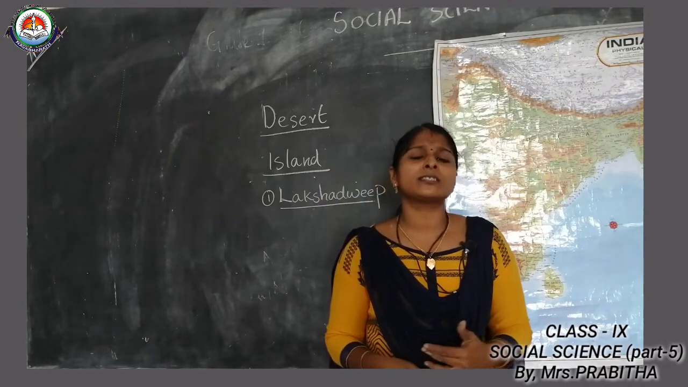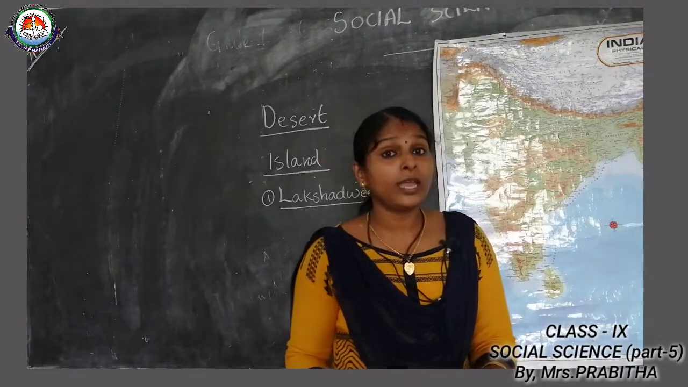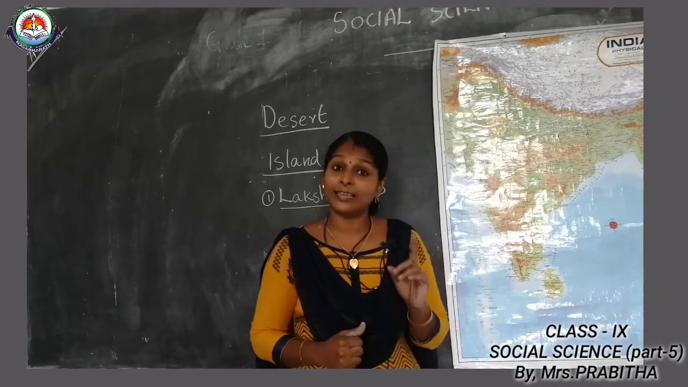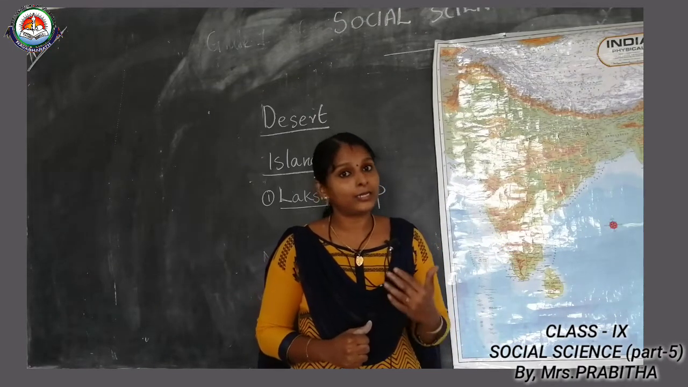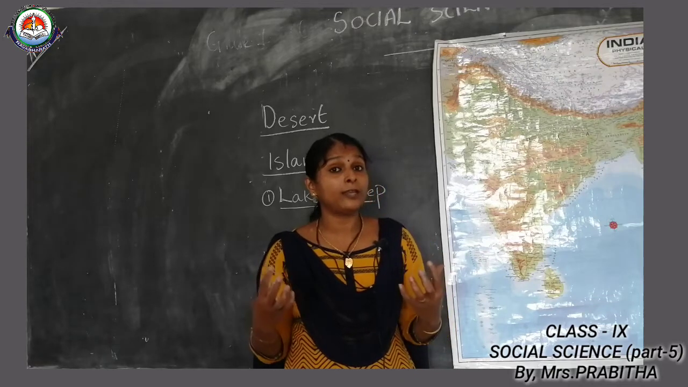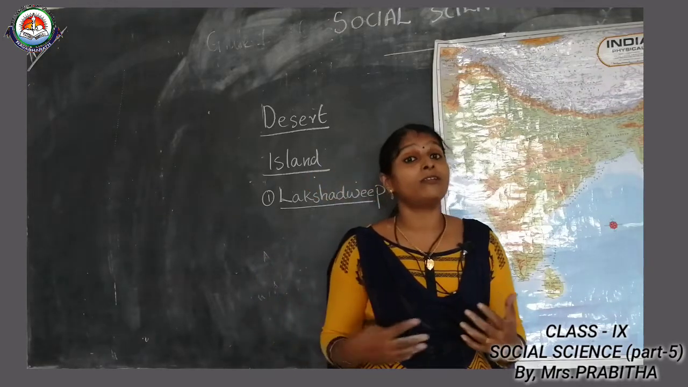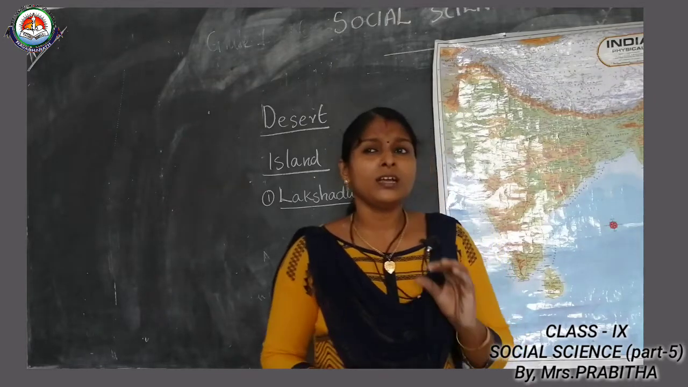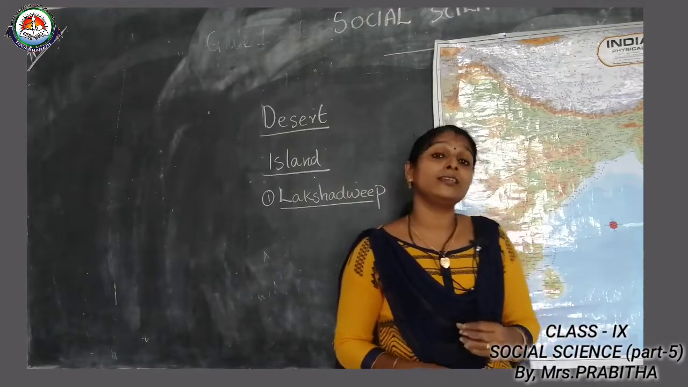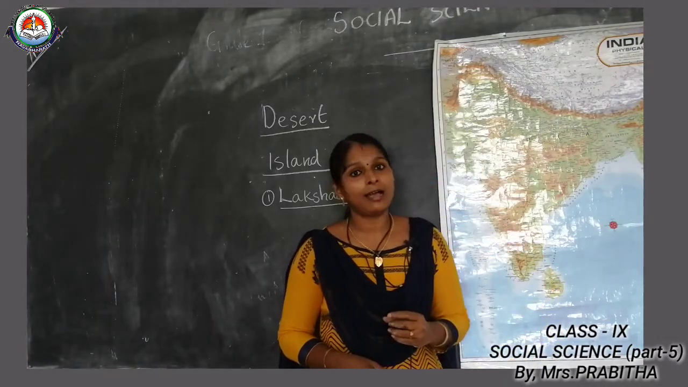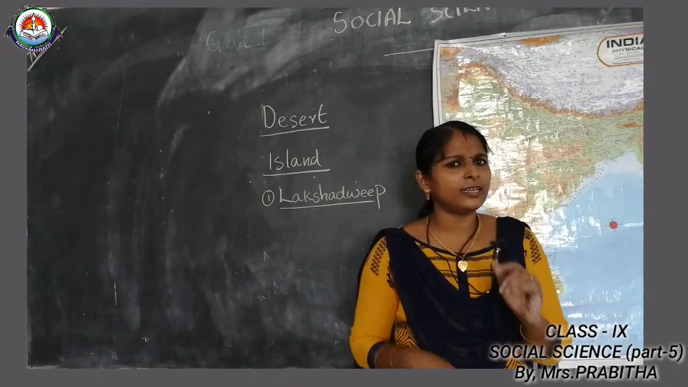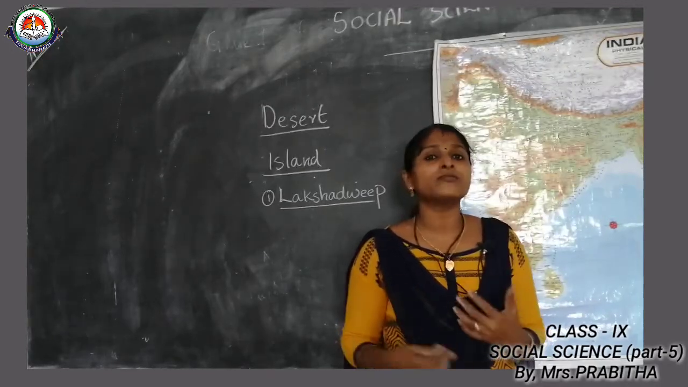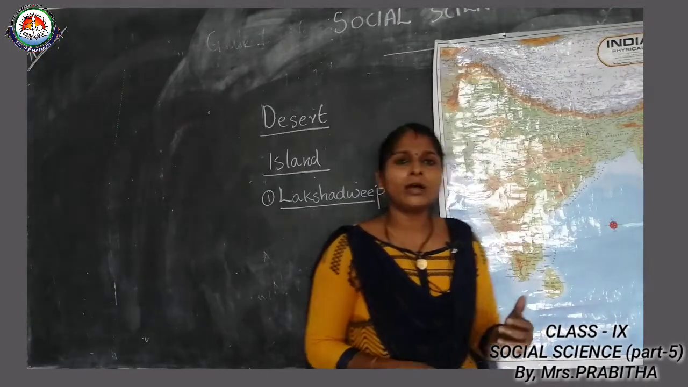Earlier it was known as Laccadive, Minicoy and Amindivi. In 1973 it was renamed Lakshadweep. Understood? It is a land where a diversity of flora and fauna can be found. One of the uninhabited islands in Lakshadweep is Pitti Island. Which is the uninhabited island? Pitti Island. This island is famous for its bird sanctuary. I think everybody understood.